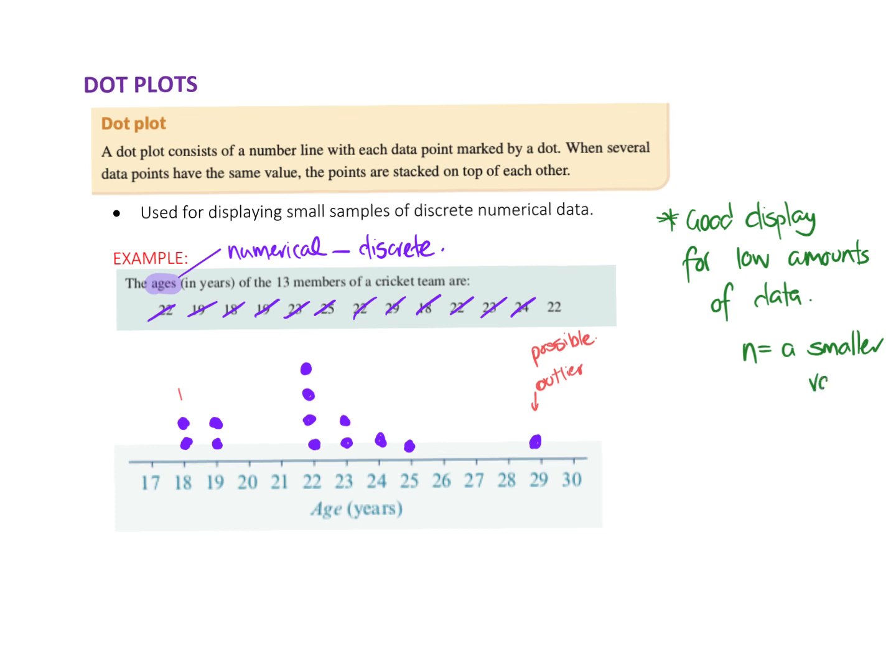So remember n's like here. So if we look here, n was 13. We had 13 members. So that's okay. We're not going to do a dot plot for 100 values or something like that. All right.